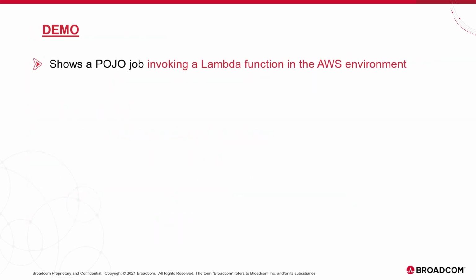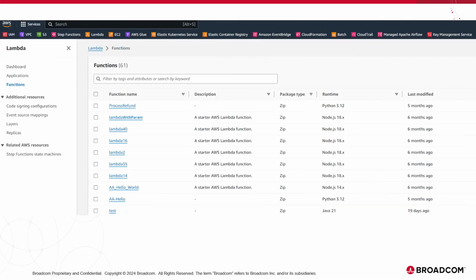In our demo, we will create an AWS Lambda Pojo job in AutoSys. First, let's establish communication with the AWS Lambda server. After communication is established, we can execute the job. Let's dive into the world of applications and job execution within the AWS Lambda environment. Let's start with the demo.